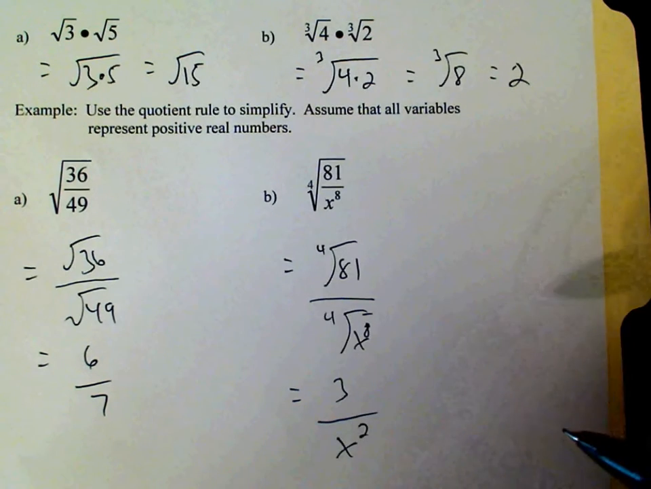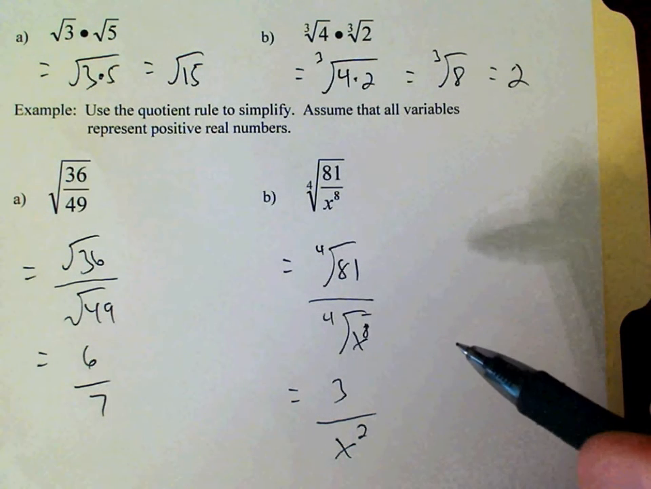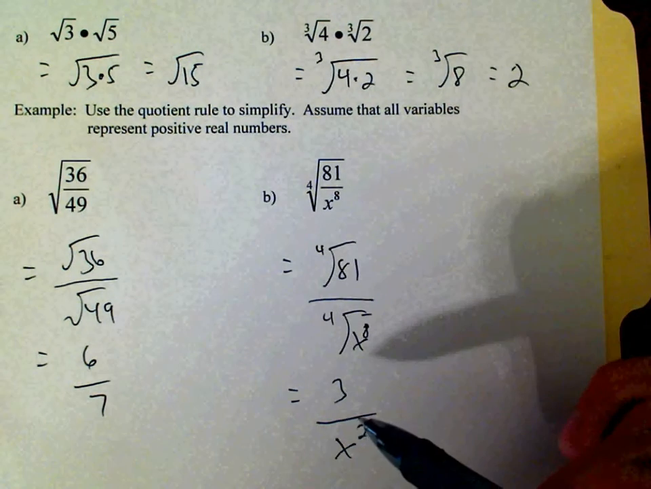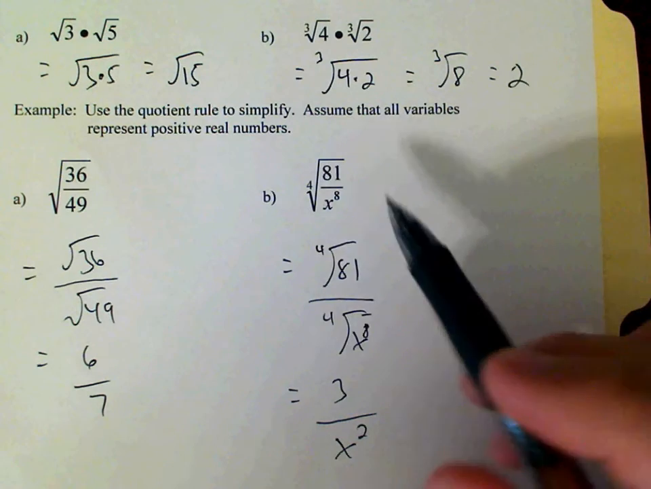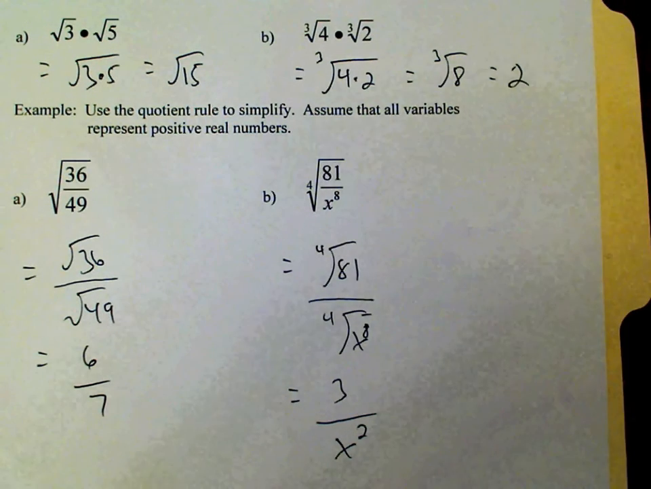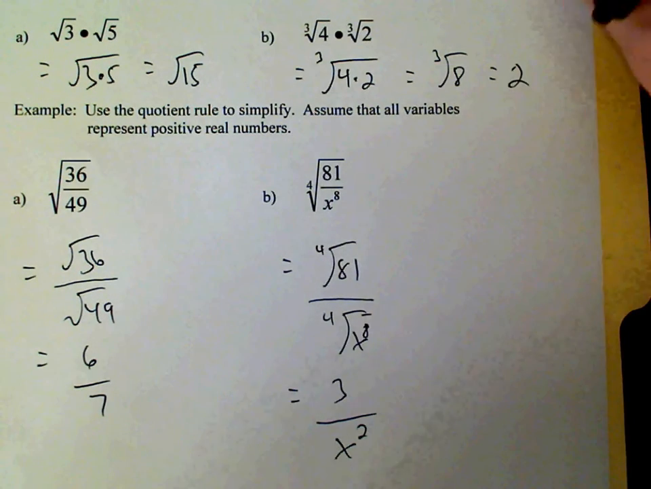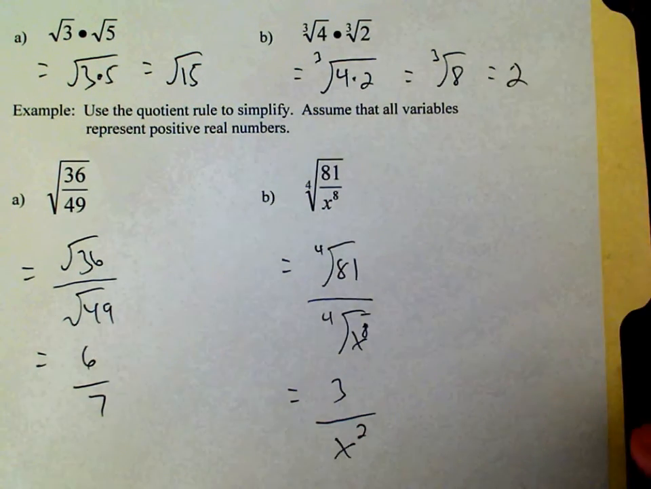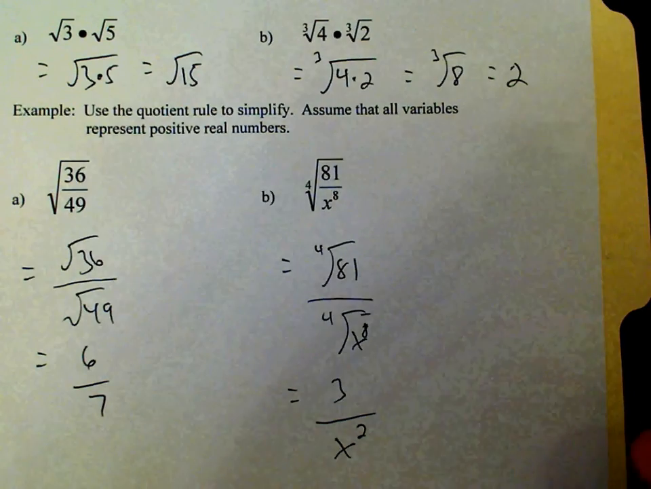Twice. And we're done. I'm going to assume that all variables are positive real numbers, so I don't have to worry about absolute values. And so that's going to be the case from now on. I'm going to assume that all variables are positive real numbers, so I don't have to worry about absolute value answers. Now, the big issue that we're going to deal with is simplifying radicals.